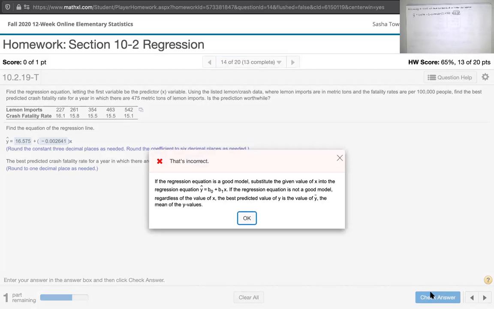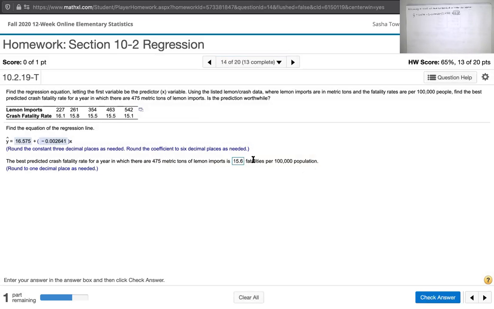They say if the regression equation is a good model, substitute the value into the equation. If not, regardless of the value of X, the best predicted value is the mean value of Y. Well, we already knew that, but it was not clear what our alpha value was. So that's frustrating. So I guess we are assuming that alpha is less than 0.05. So we'll assume that alpha is equal to 0.01 in this case. Then we do not have evidence of a correlation or of a linear correlation.